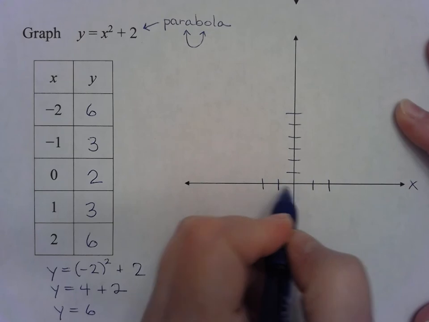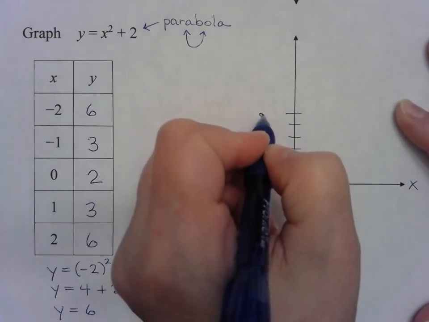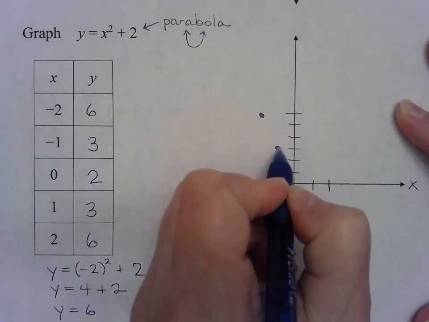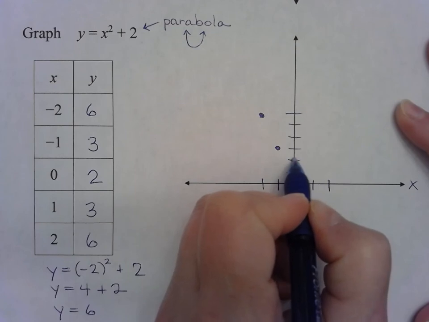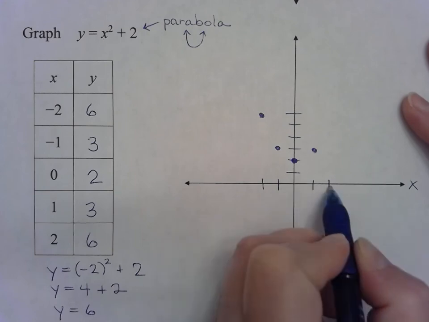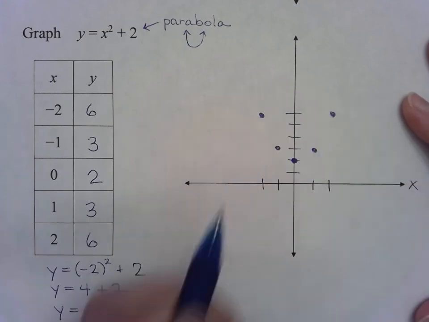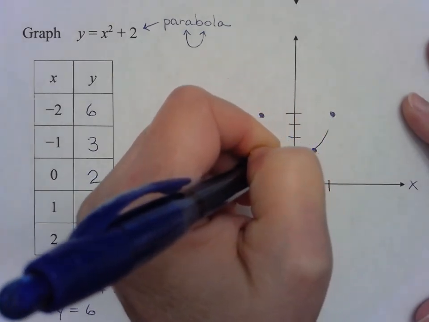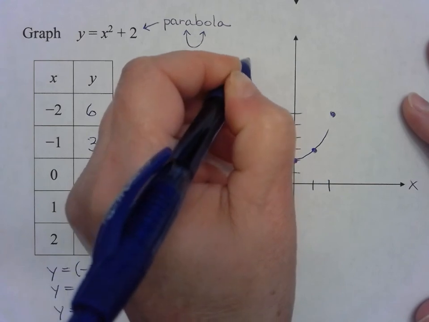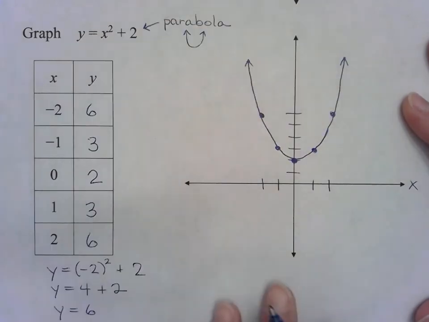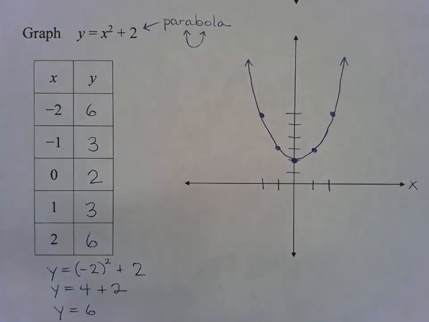So I have -2, +6, -1, +3, 0, 2, 1, 3, and 2, 6. Again, because I'm graphing an equation, these 5 points are just example points to help me draw the curve. But I could pick any numbers in between or around these points, and that would fill out the whole line that I've drawn there, the curve of the parabola.